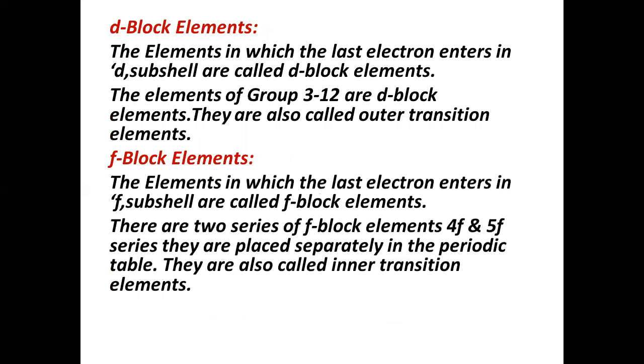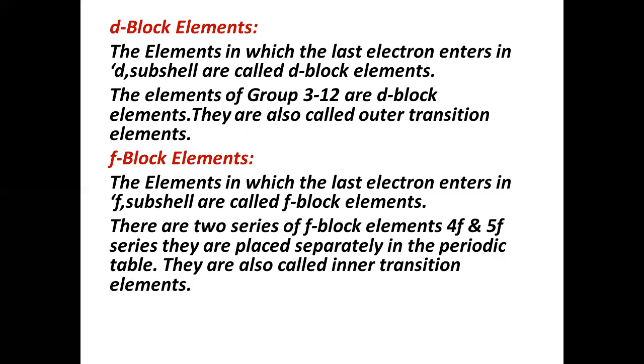The elements in which the last electron enters the d subshell are called d block elements. 1s2, 2s2, 2p6, 3s2, 3p6, 4s2, then 3d, with 3d2, 5 or 10. As the electronic configuration ends with the d subshell, those types of elements are called d block elements.